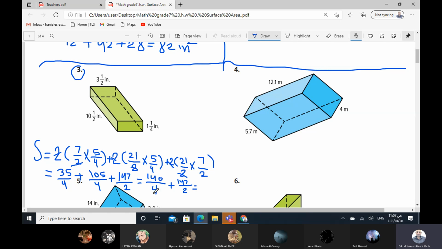Here we cannot add directly because here we have 4, here we have 2. But here we can do the simplest form. Divide up and down by 2. So 140 divided by 2 will be 70, and 4 divided by 2 will be 2. Plus 147 over 2.